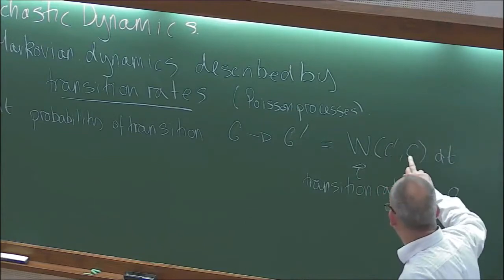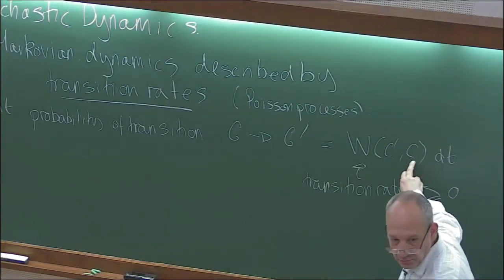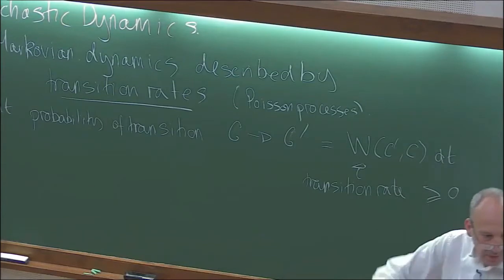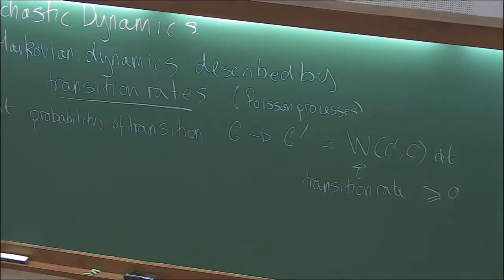So it's Markovian in that there's no dependence here on what happened in the past. It only matters what configuration the system is in right now, which is C. It doesn't depend on history. And later on, I might mention some non-Markovian generalizations if I have time. But let's just stick with this for the moment.